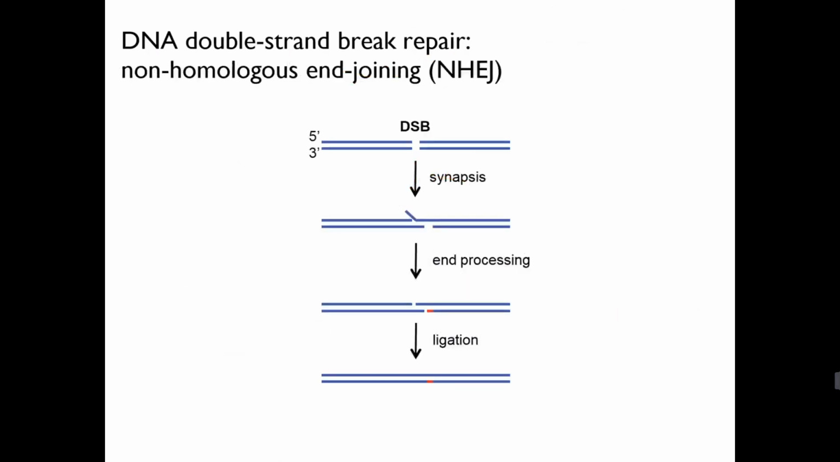So now a few words about non-homologous end joining. As I mentioned, with non-homologous end joining, basically we take a double-stranded break and we're just sticking the ends together, and in an ideal scenario, this can happen in the absence of any processing of the ends, but in reality, it's typically that some end processing does occur.